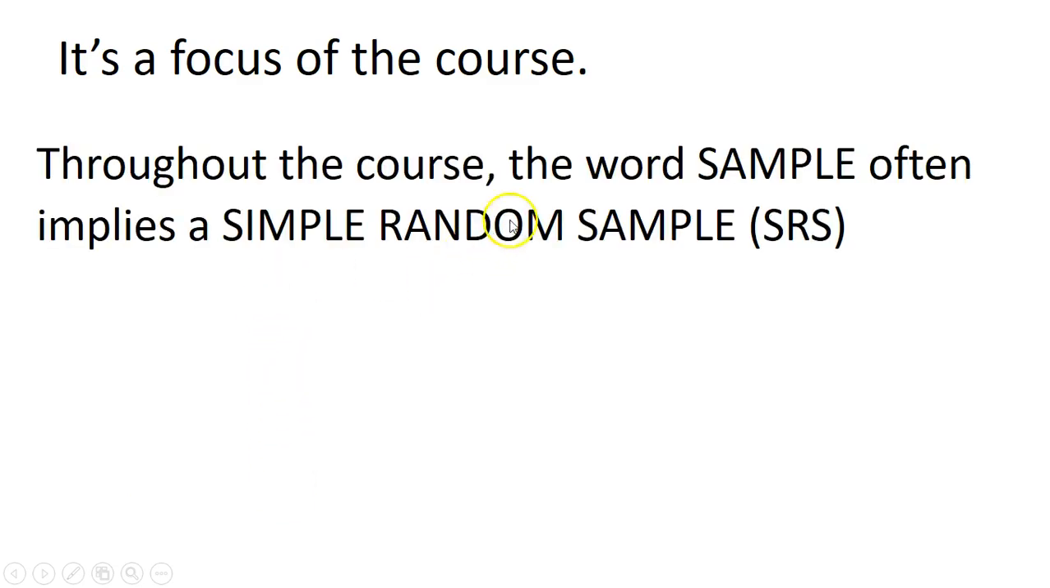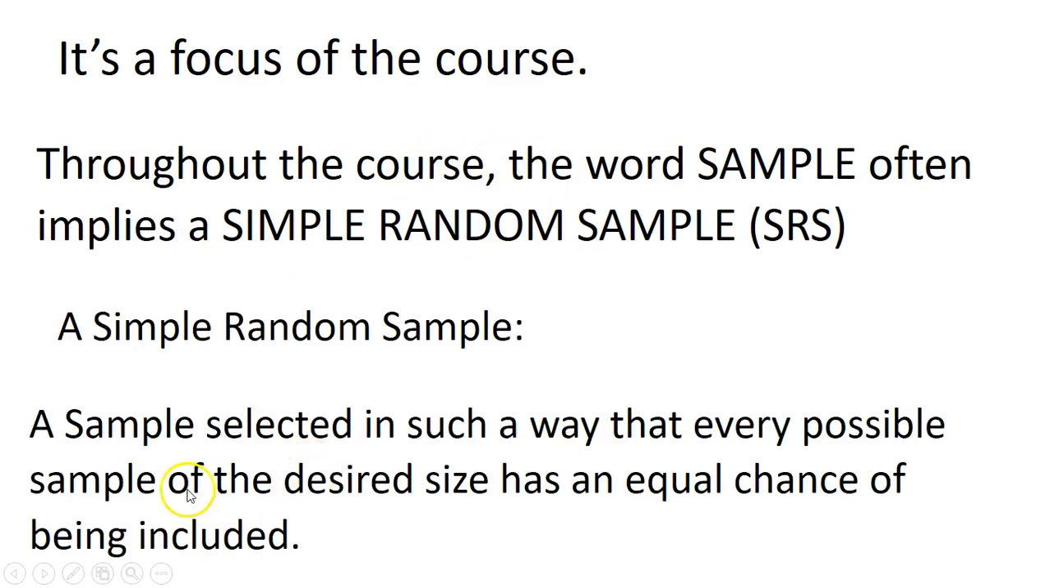And throughout this course, the word sample often applies to a simple random sample, which you'll see abbreviated a ton as SRS. A simple random sample is a sample selected in such a way that every possible sample of the desired size has an equal chance of being included. So if you want to pause the video and write this down, a simple random sample again is a sample selected in such a way that every possible sample of the desired size that you want has an equal chance of being included.